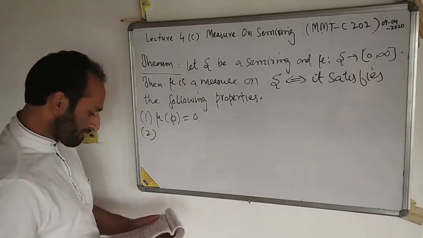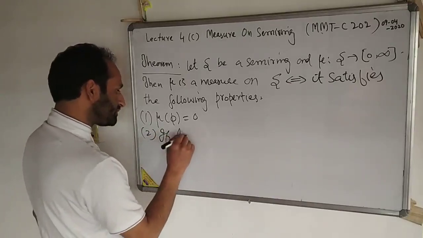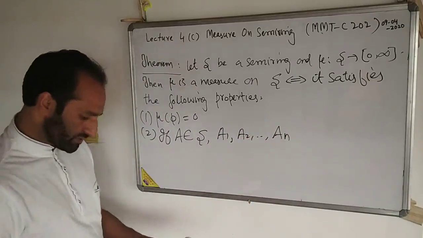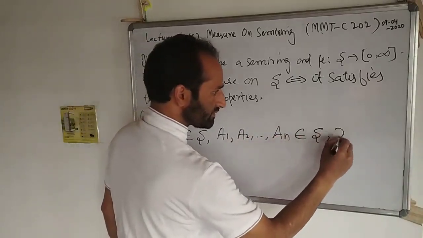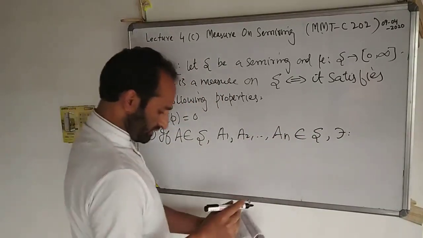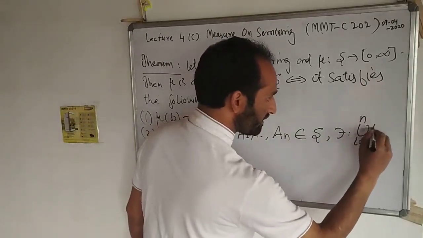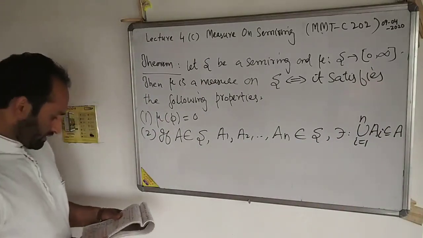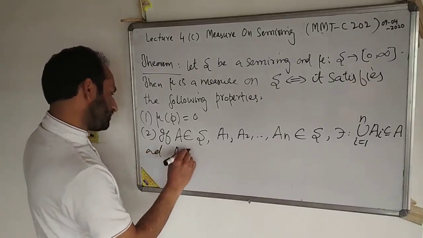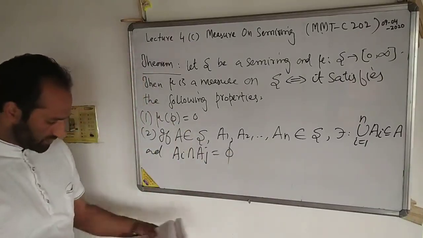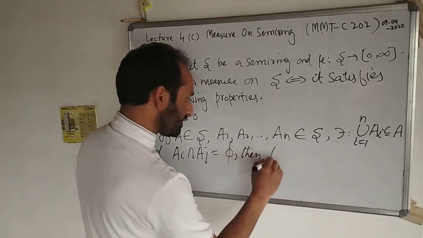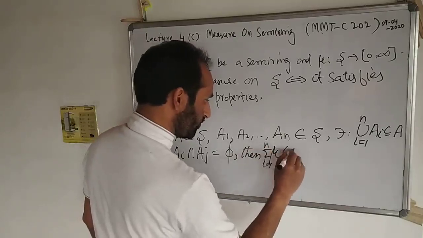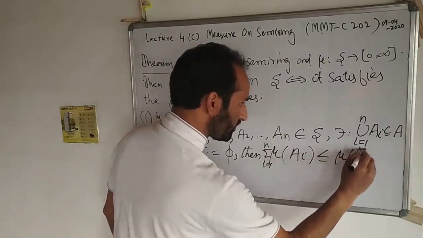And the second property is: if A belongs to the semiring S, and A1, A2 up to AN are also members of S, such that the union, I runs from 1 to N, AI, is a subset of A, and these AIs are also pairwise disjoint, then the summation I runs from 1 to N, mu of AI, is less than or equal to mu of A.